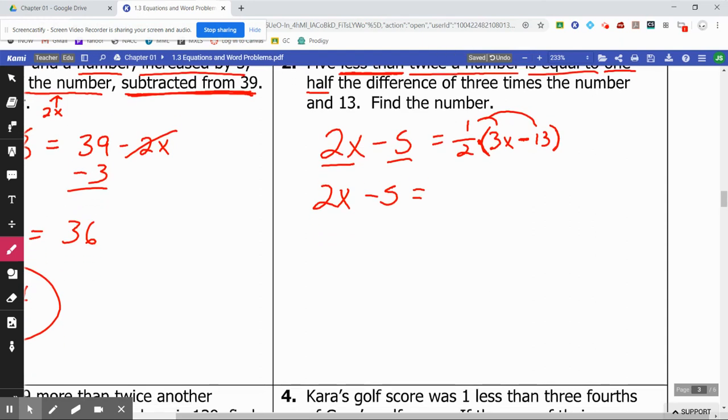I'm going to work it with distributed. 1/2 times 3 would be 3/2 x. 1/2 times a negative 13 would be negative 13/2.